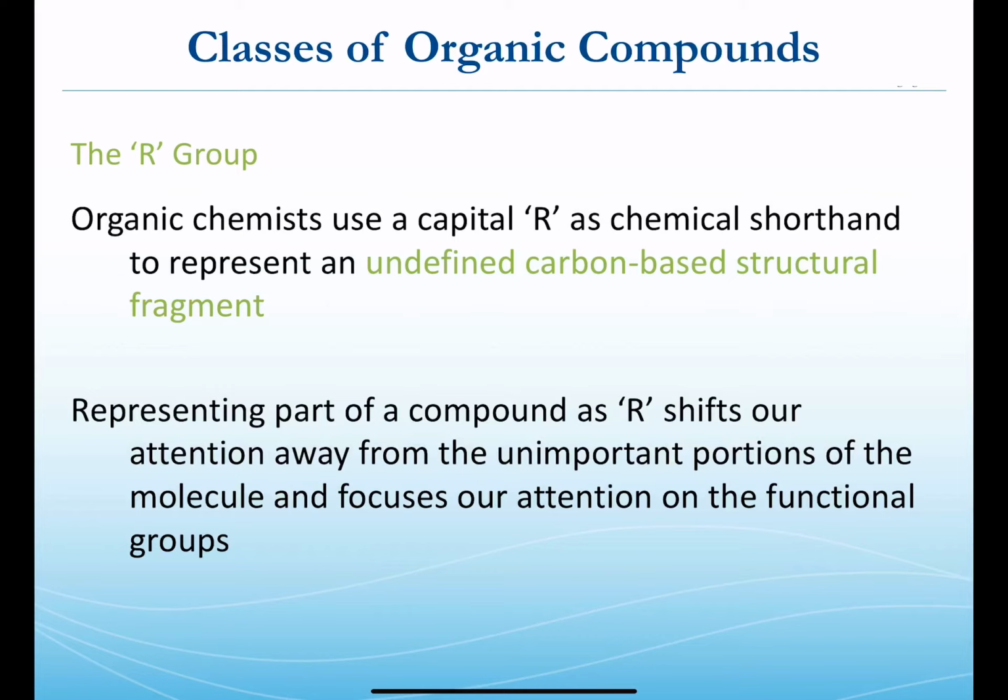So in general, organic chemists use the capital R as a chemical shorthand to represent some undefined, often carbon-based structural fragment. We do this because it shifts our attention away from the unimportant features of that molecule and draws our attention to other specific steps, like we wanted to see for the radical transforming reactivity to the mer that is added by initiation in polyethylene.